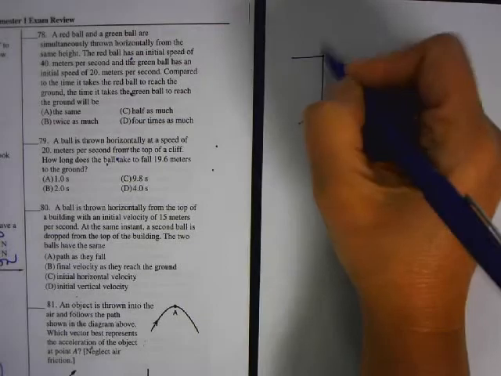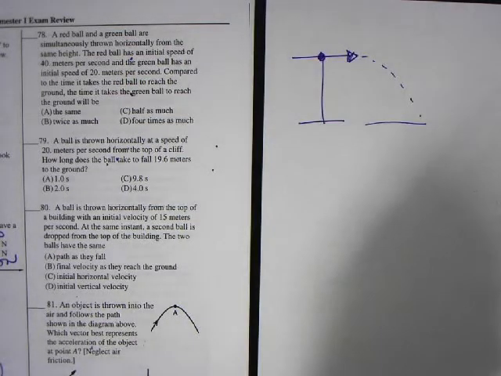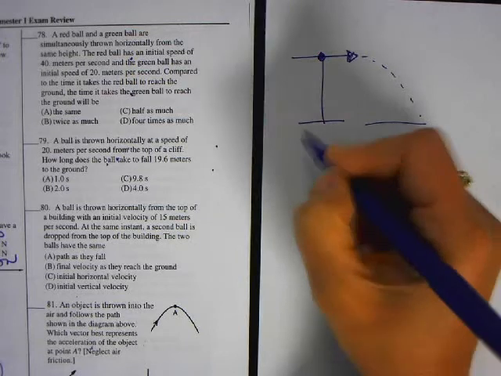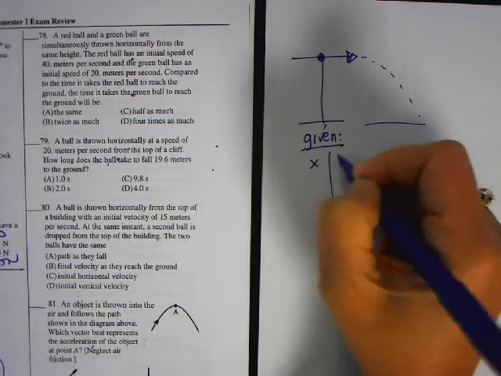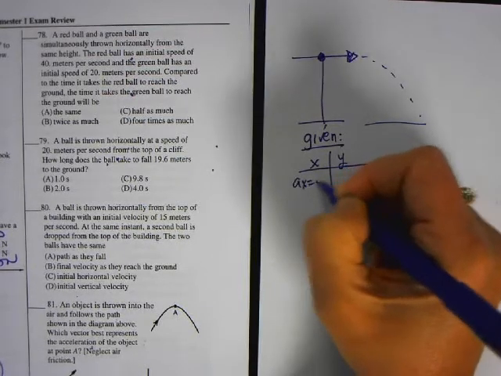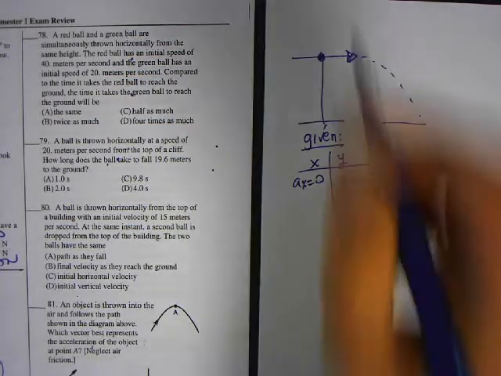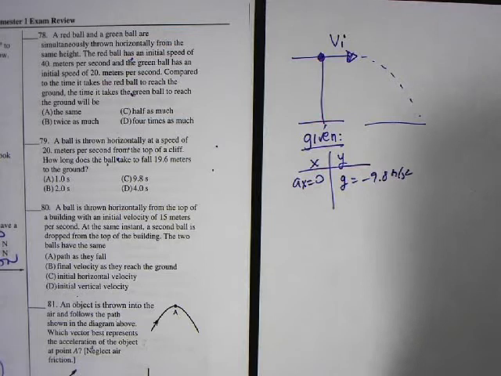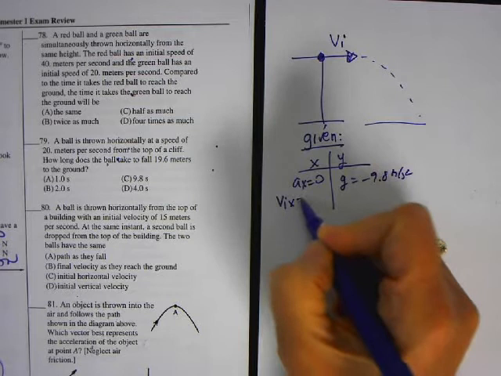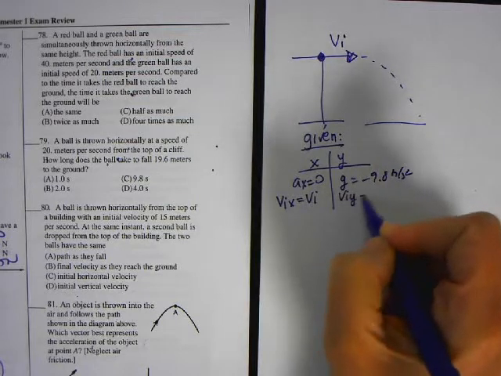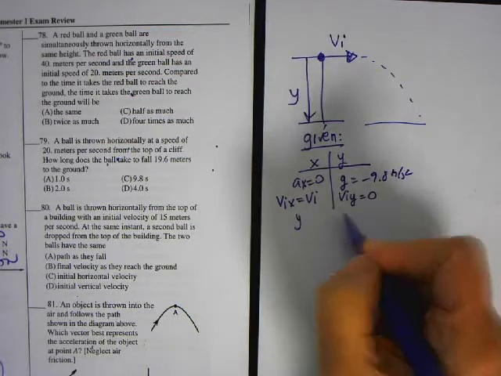If I drew a picture of it and I have a ball like this, and it's thrown horizontally, it's this type of projectile. With this type of projectile, remember when I write my givens, I separate my x and my y givens. I know that there's never any horizontal acceleration, and the vertical is 9.8 meters per second squared. If this is my initial velocity, it's all horizontal. It has no vertical component. So Vix is equal to Vi, and Viy is equal to 0. And then I have my height, y. Well, these two y's are the same.